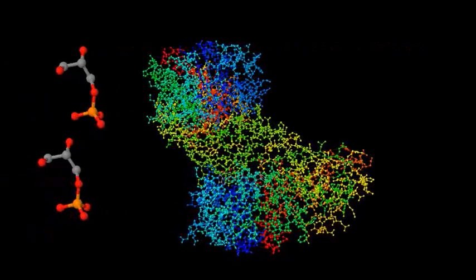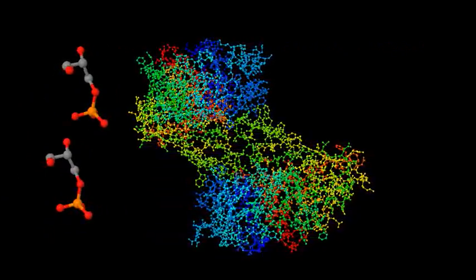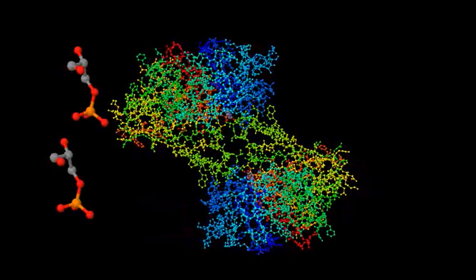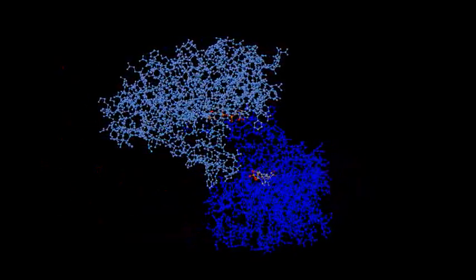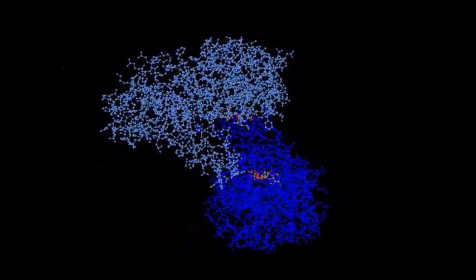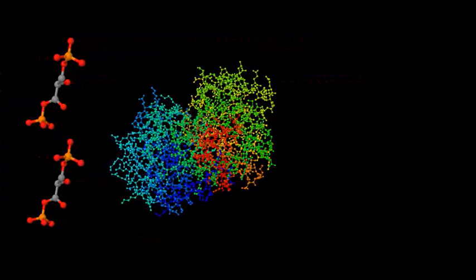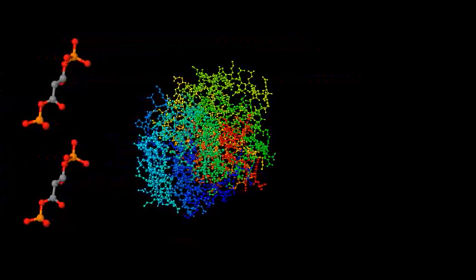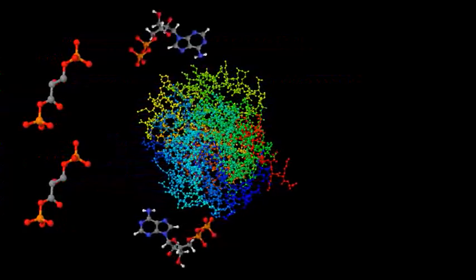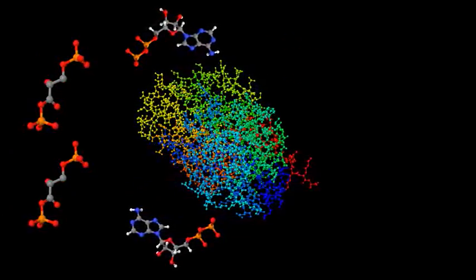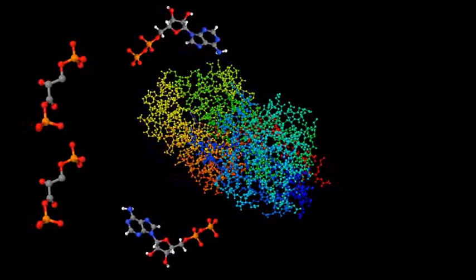Glyceraldehyde 3-phosphate dehydrogenase is another enzyme with multiple subunits. It will add one more phosphate to each glyceraldehyde phosphate. Now at step 7, we are ready to make some ATP. The glucose has split into two halves, each of which now has two phosphates attached.